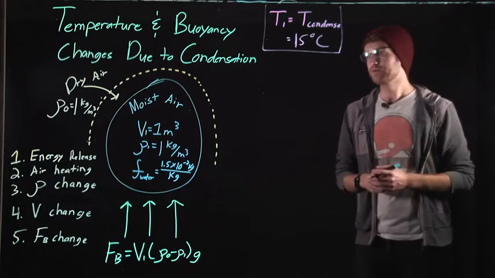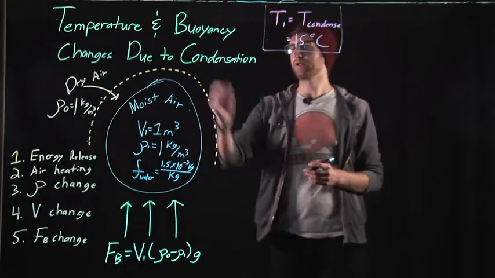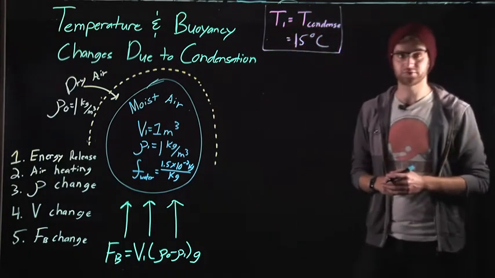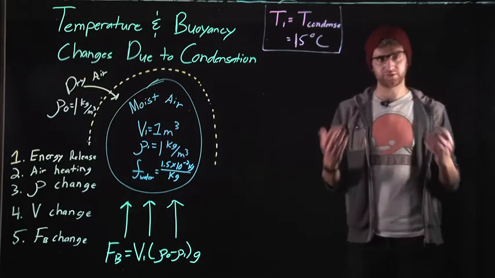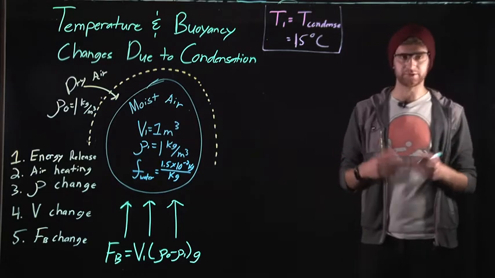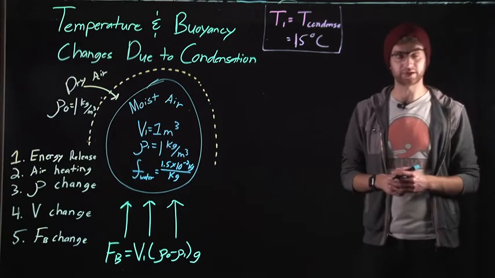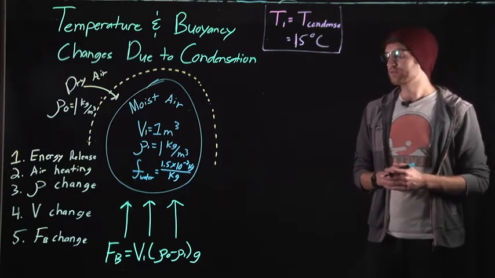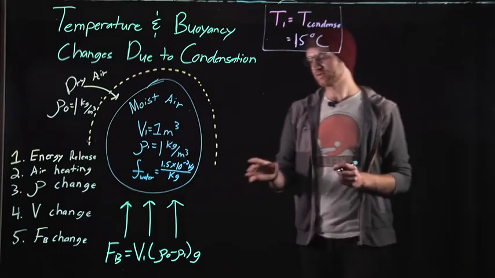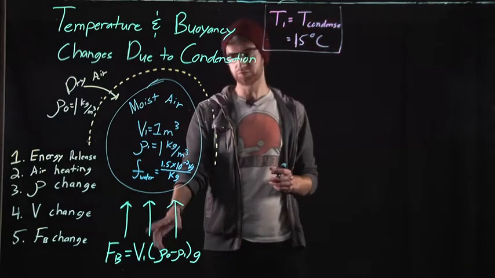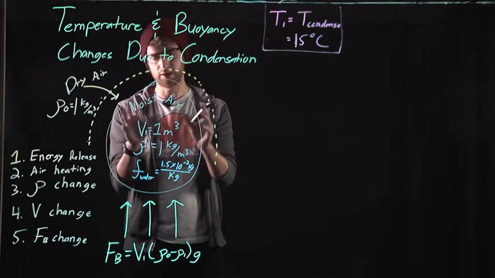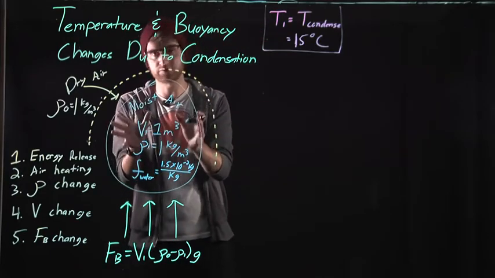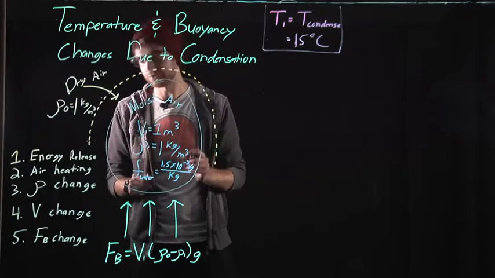In this problem, we're interested in temperature and buoyancy changes due to condensation. This might be important if you're interested in the energetics of thunderstorms or hurricanes. The ultimate goal of this problem is to calculate the change in the buoyant force that's enacted on a given parcel of air due to condensation.